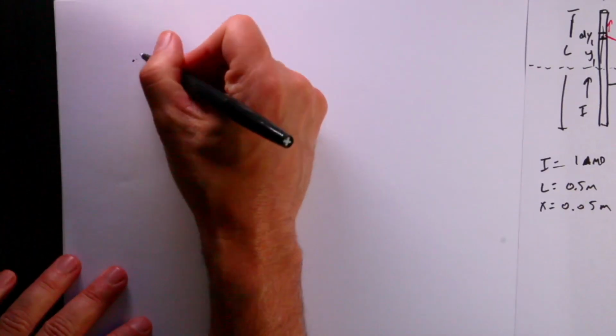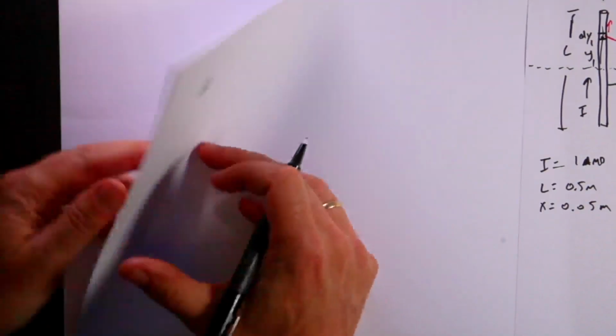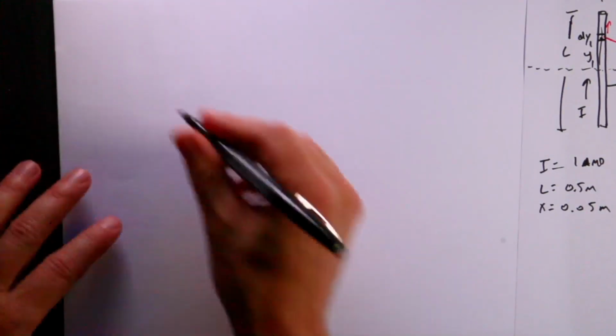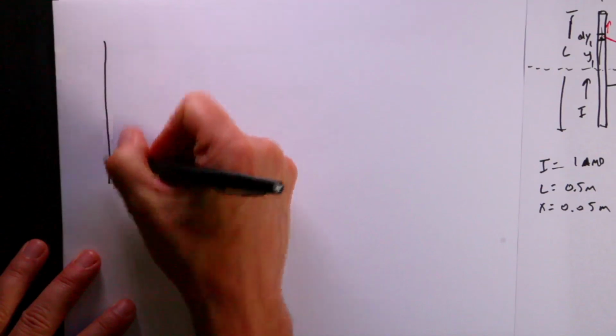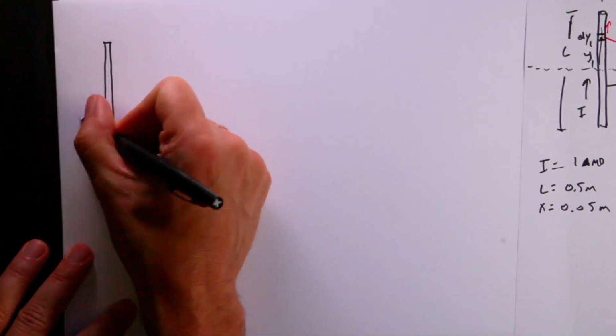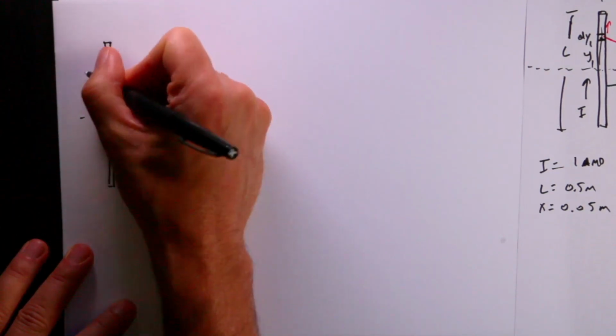So I'm going to say dB, I guess I should redraw my picture. I'll save this paper for scrap later. Okay, so I'm going to draw my picture because that's going to be useful. There's my wire. This is my location. That's x. That's dy.